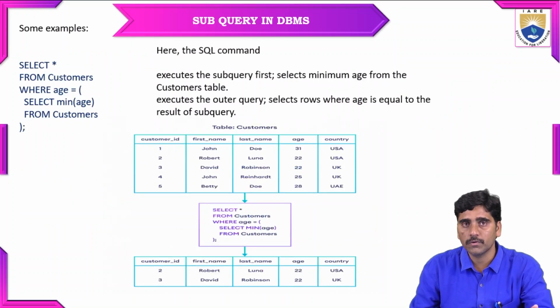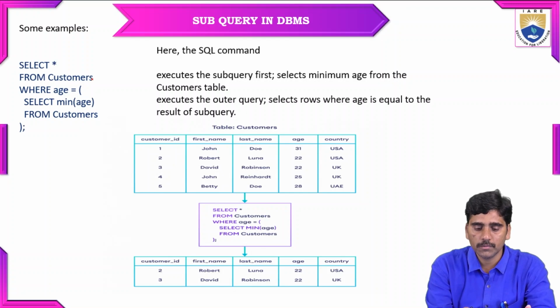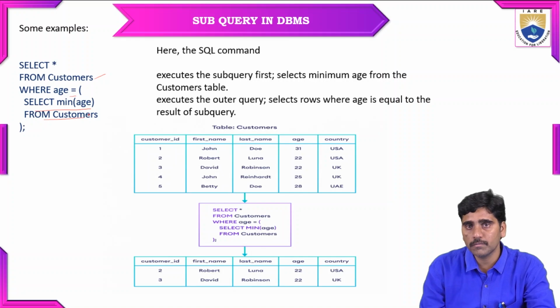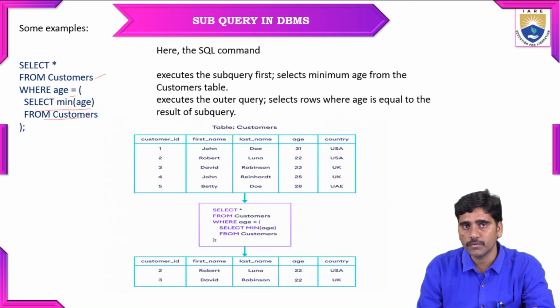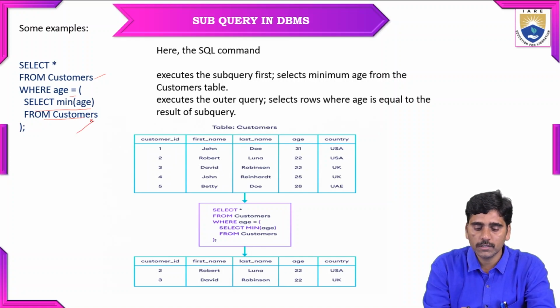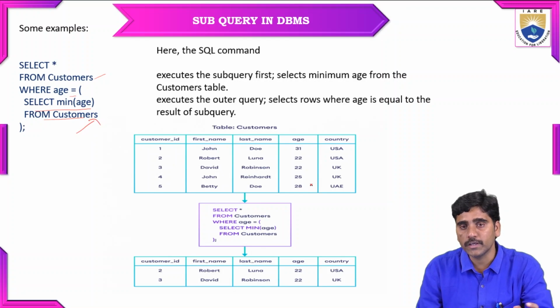So here are some examples. Select star from customer, where age equals select minimum age from customer. That indicates, first it displays the minimum age. Here the customer table contains customer ID, first name, last name, age, country.